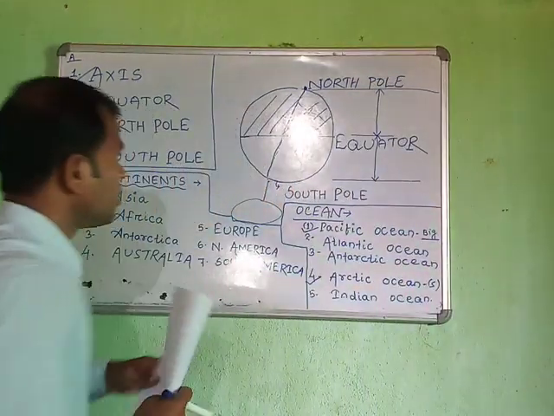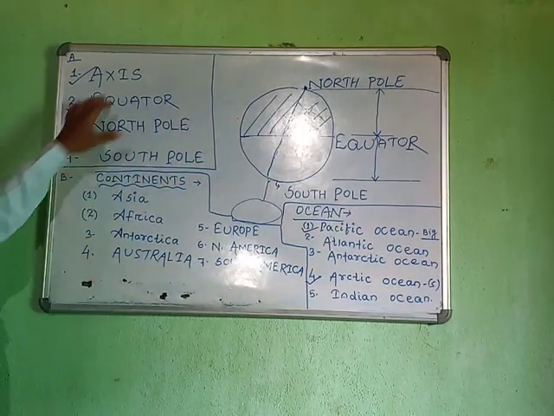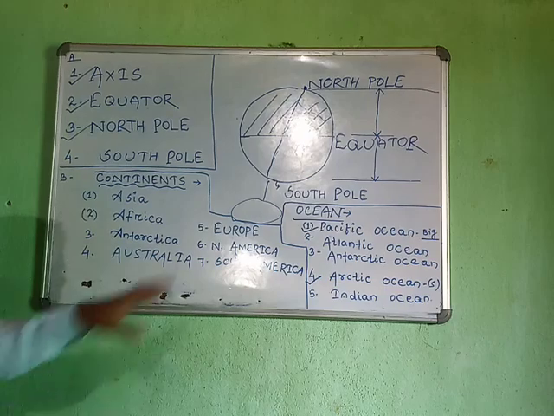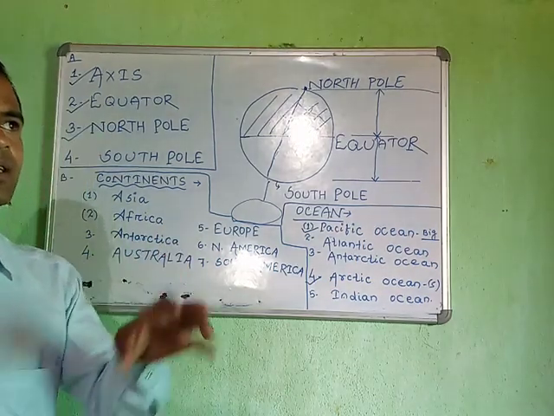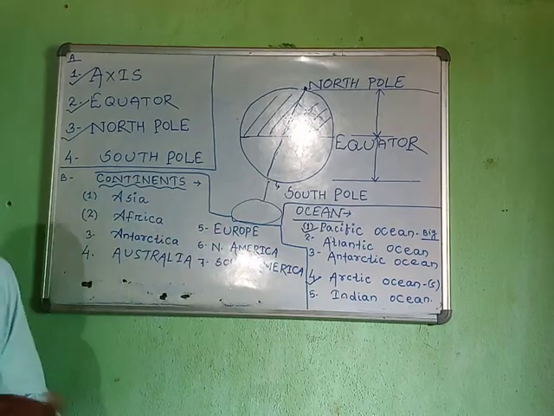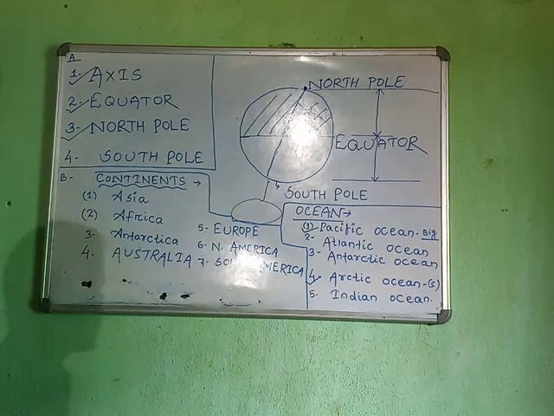So, all these are the imaginary lines: axis, equator, North Pole, South Pole. All these are very important for us to locate a particular place, ocean, lakes, etc.